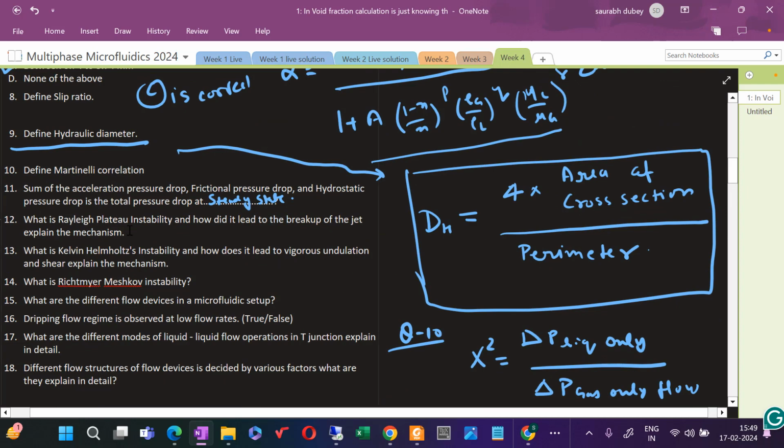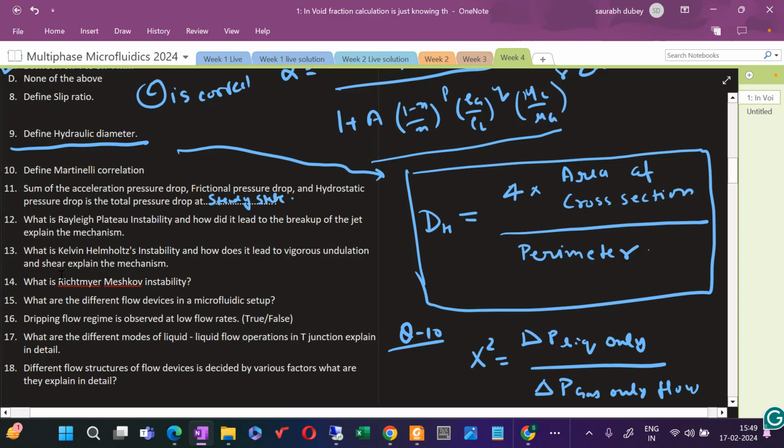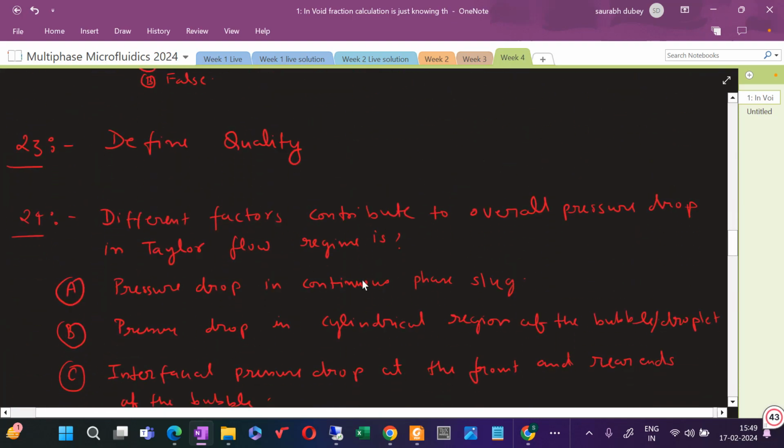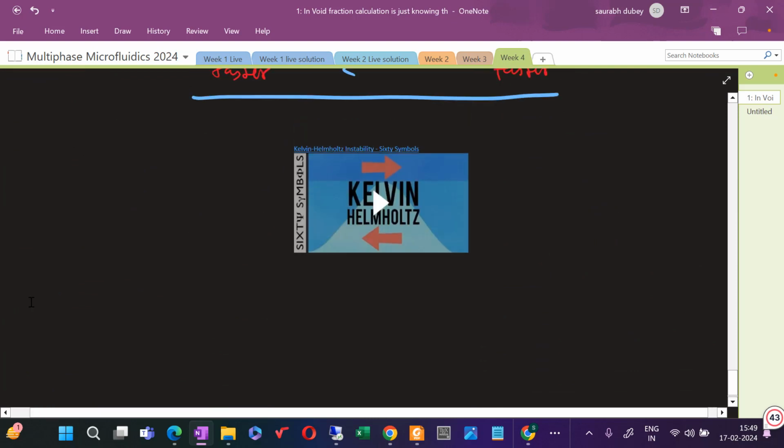Now we are done with question number 13. So what is Richtmyer-Meshkov instability? This is the question that we will be looking at now. What is Richtmyer-Meshkov instability?